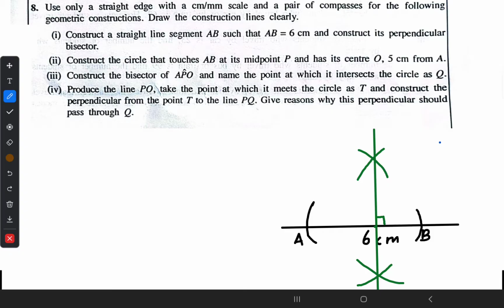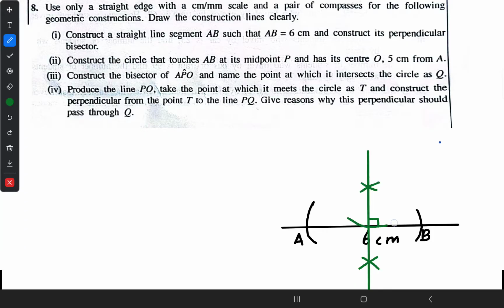Read it again. Construct the circle that touches AB at its midpoint. So what would be the midpoint of AB? We already know that this is the midpoint of AB. Okay. So that means it should touch AB at its midpoint. So its midpoint is here. So touch, and then next thing, this point which is denoted by capital letter P, at midpoint P, and has its center O 5 centimeter from A.